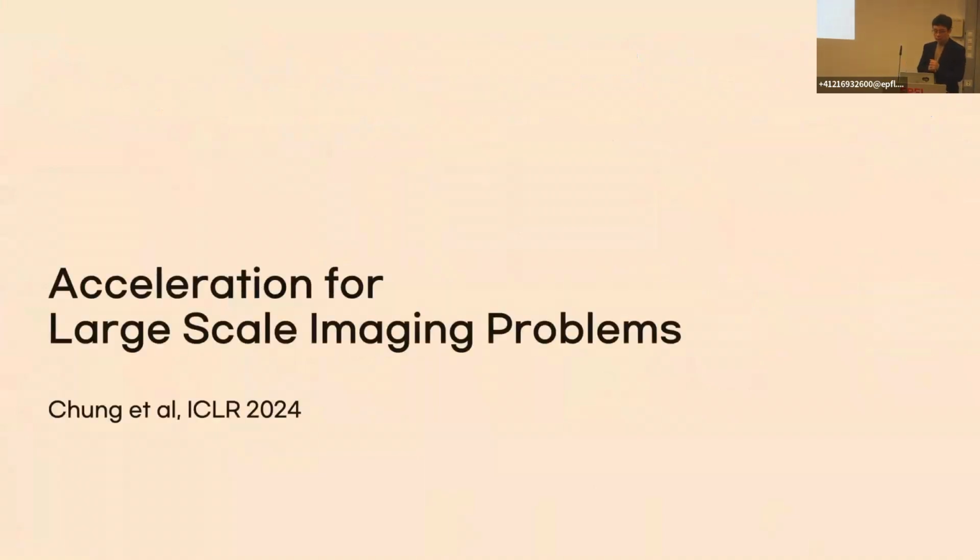So far, we have discussed imaging problems in diffusion, but many of the imaging problems in real life are large-scale problems. Tomography problems or MR problems are usually three-dimensional.